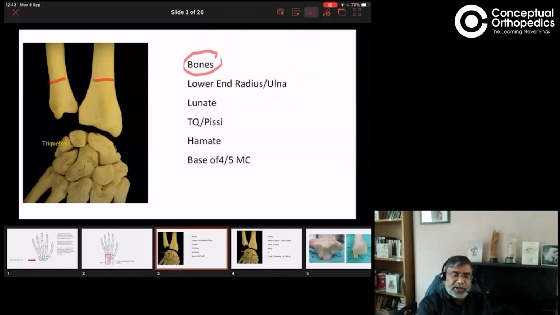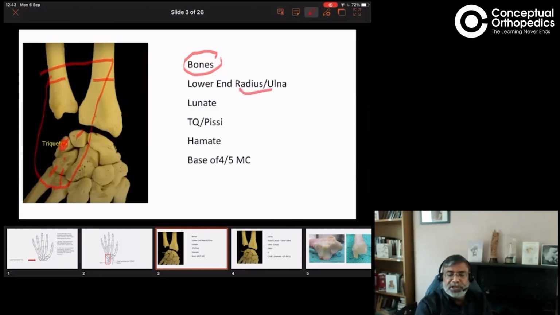ulnar-sided carpal bones. So any problem with the lunate, any problem with the triquetrum, and on top of the triquetrum there's another little bone which is not shown here, the pisiform, which is superimposed on an AP view, but on the lateral view it's more on the volar side, and then the hamate, and the two metacarpals which articulate with the hamate. So any pathology of these bones can be responsible for ulnar-sided wrist pain.